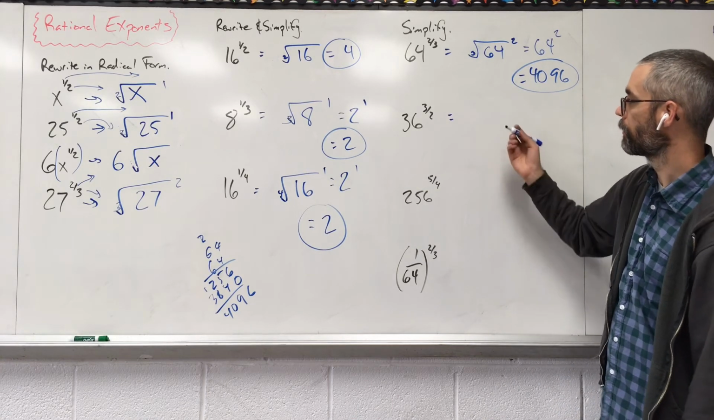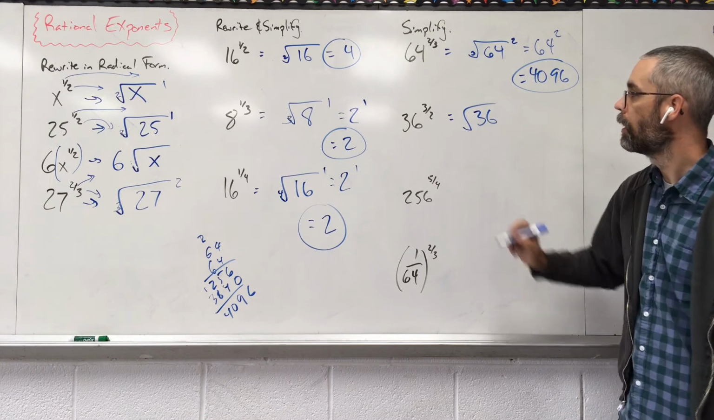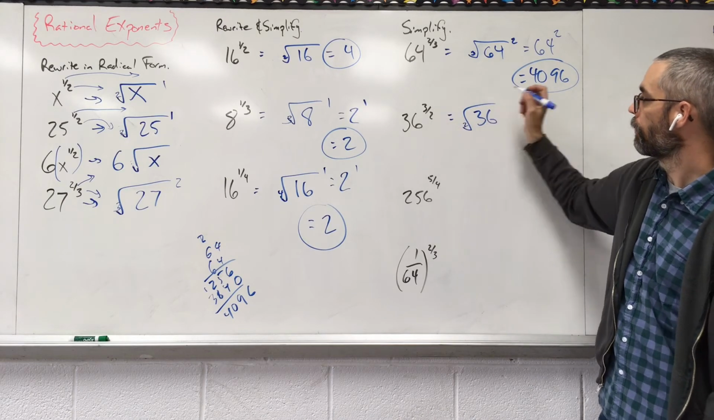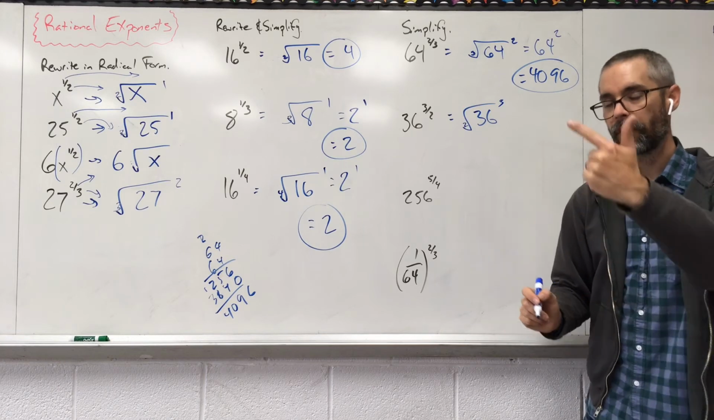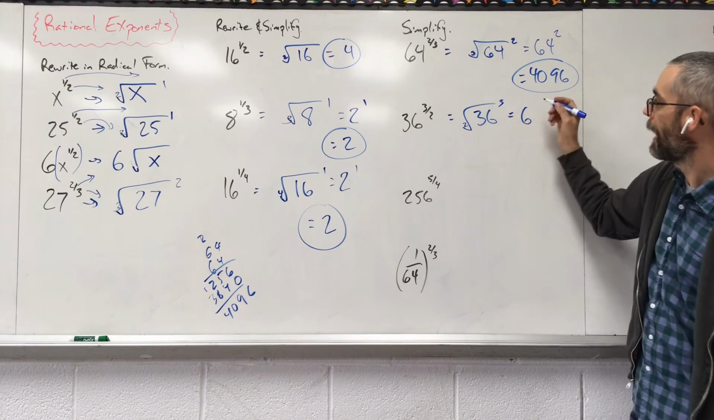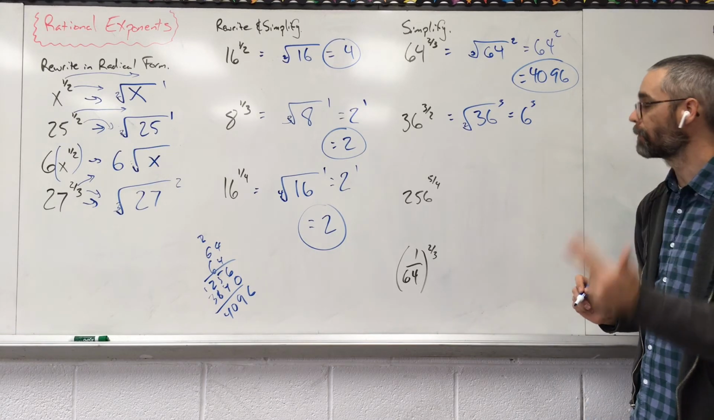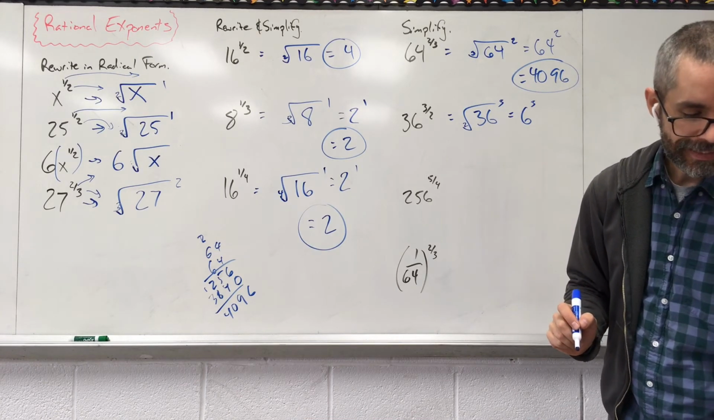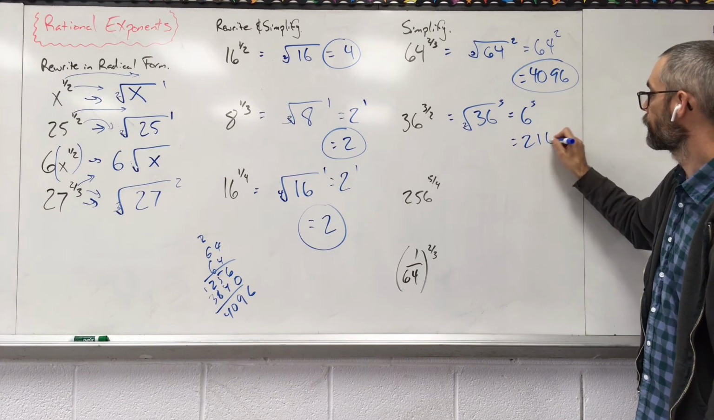Let's rewrite 36. 36 is under the radical. Our 2 is in the bottom. That's what stays on the bottom. 3 is up top, stays up top. What times itself gives me 36? 6. We have to carry that exponent of 3 over. Now you're asking 6 times 6 times 6. So 6 and 6 is 36. 36 times 6 is going to give us 216.